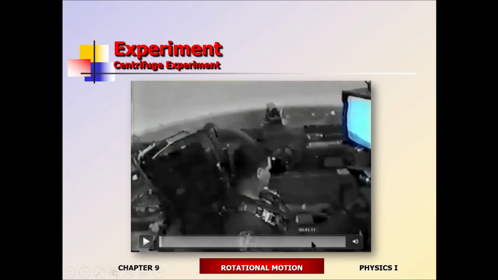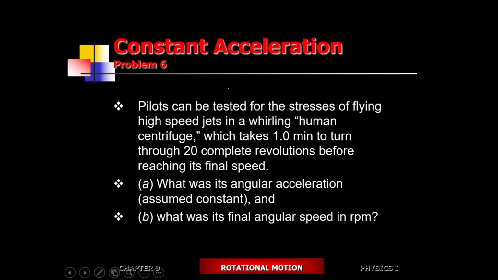Okay, so let's turn this into a problem. We've got pilots being tested inside a human centrifuge. It's going to take 1 minute to turn through 20 complete revolutions, so 20 revolutions per minute. That's what we've got before reaching its final speed.